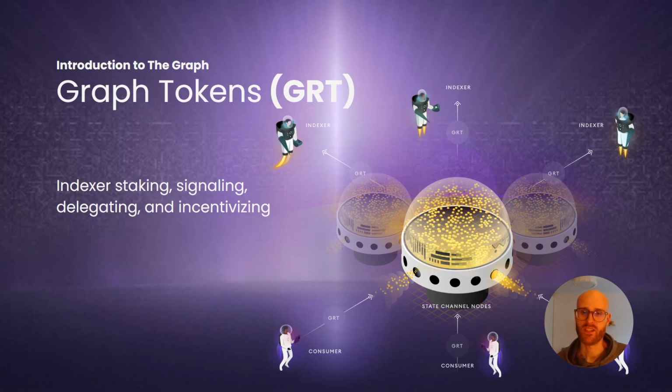Then we have curator signaling. Curators can use their GRT tokens to signal attractive subgraphs. So what they do is curators deposit GRT and mint the curation shares of a given subgraph. And if they are able to correctly predict high quality subgraphs, they will receive a portion of this subgraph's generated query fees. So for example, if a data consumer is querying a specific subgraph, they have to pay fees. And the curators are earning a share of these fees by signaling attractive subgraphs to indexers.